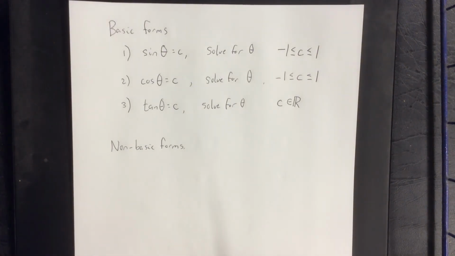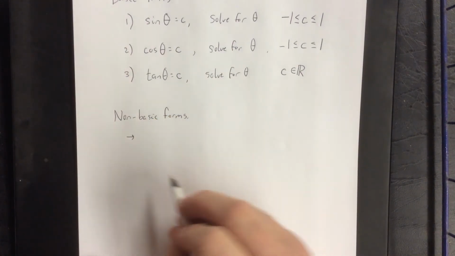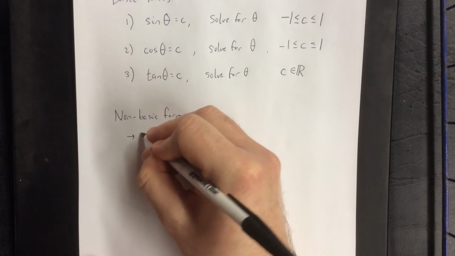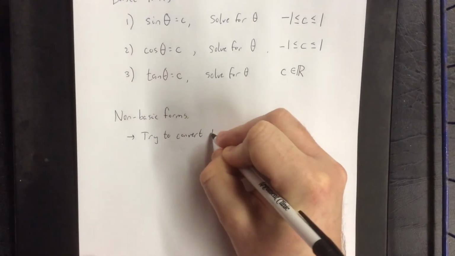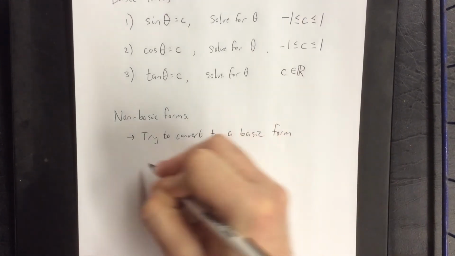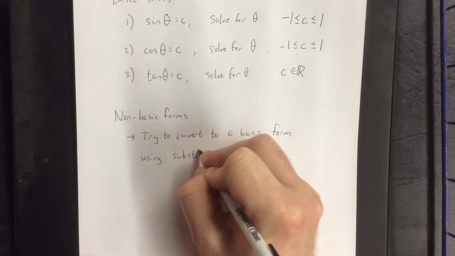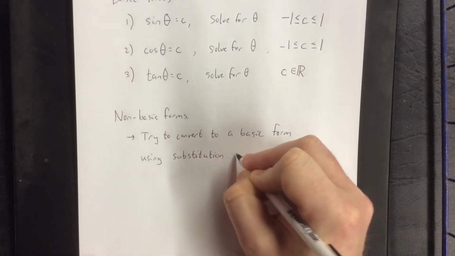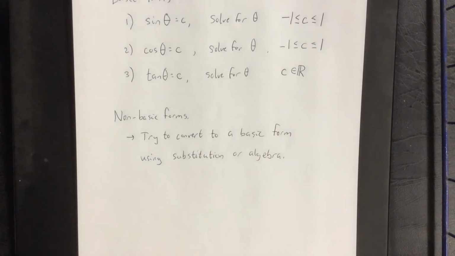So non-basic forms. Our goal for non-basic forms is going to be to try to convert to a basic form using either a substitution or algebra, or perhaps a combination of both. We'll investigate examples of both of these in future videos.